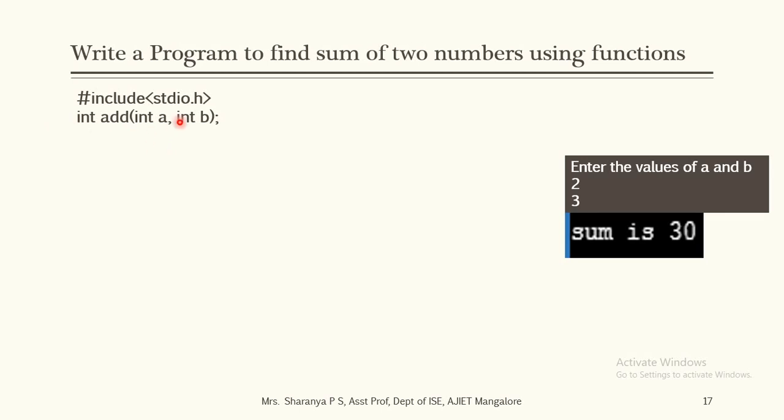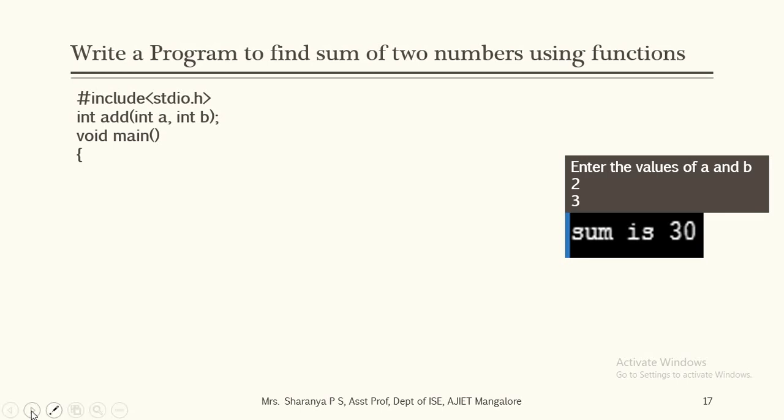What is the way we write the function prototype? That is the return type, then the function name, and the list of parameters with the data types. That is, we are using int a, comma, int b. And one more major aspect is that we end with a semicolon because it is a function declaration. We are indicating to the compiler that this is a function with these data types and return value that we are going to use in this program.